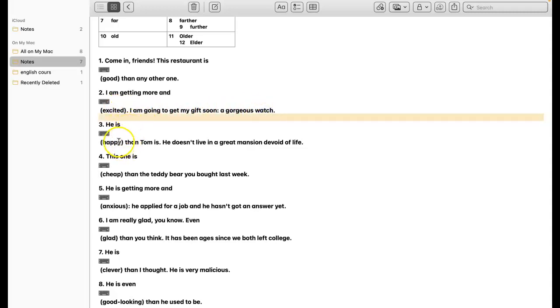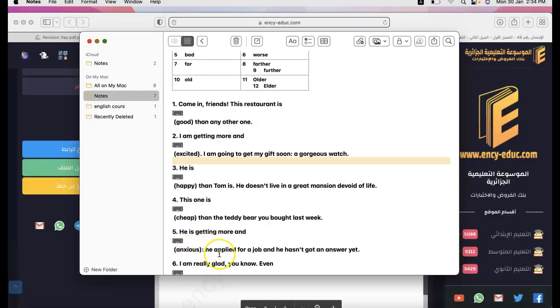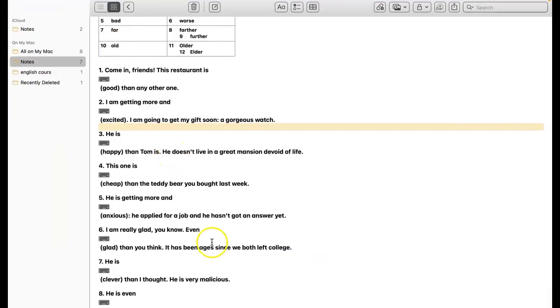He is happier than. Remember? Happier, we remove the y. This one is cheaper than. He is getting more and more anxious. He applied for a job and he hasn't got an answer yet. I am really glad, even gladder than you think.